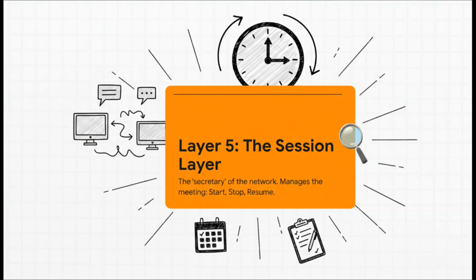Okay, first up is layer 5, the session layer. Its job is basically to be the network's personal secretary. It's responsible for setting up the meeting between 2 applications. It handles all the dialogue, starting the call, making sure it runs smoothly, maybe pausing and resuming it, and then ending it cleanly. It's all about managing that session, just like a great secretary manages a meeting.